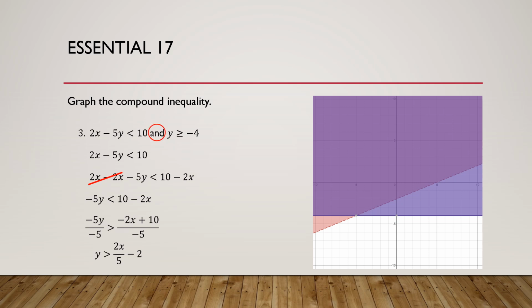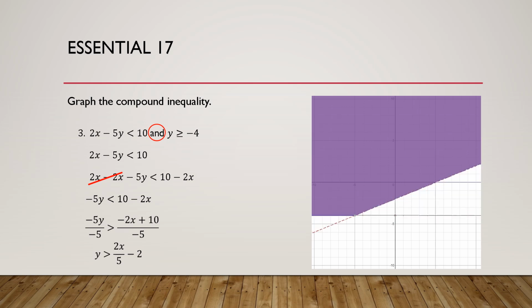Next, we look at the conjunction in between the equations. If that conjunction were or, then our graph would be complete, filling in areas that apply to either equation. This conjunction is and, so we only fill in the area that applies to both equations.